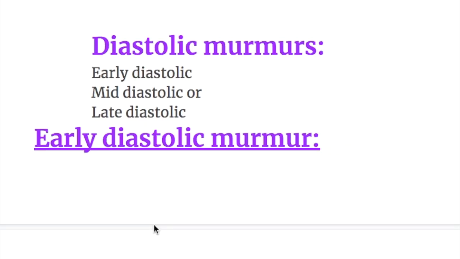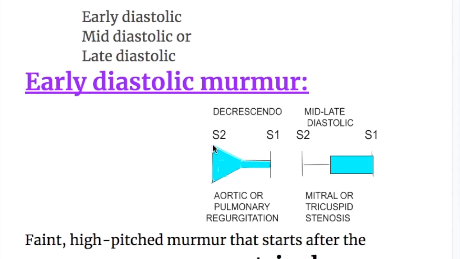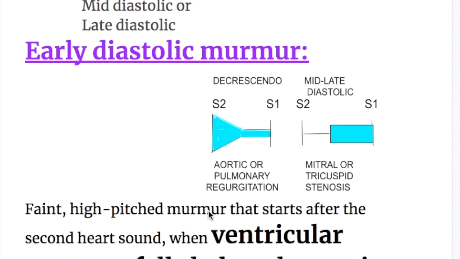So what are the diastolic murmurs? There are three different types of diastolic murmurs: number one, early diastolic; number two, mid diastolic; or number three, late diastolic or pre-systolic murmur. This is the early diastolic murmur, which comes after the second heart sound. It's a faint, high-pitched murmur that starts after the second heart sound.